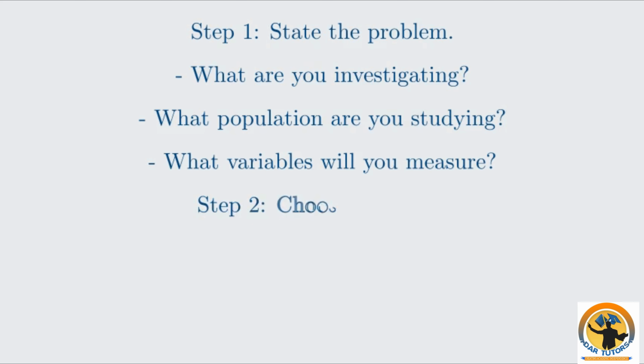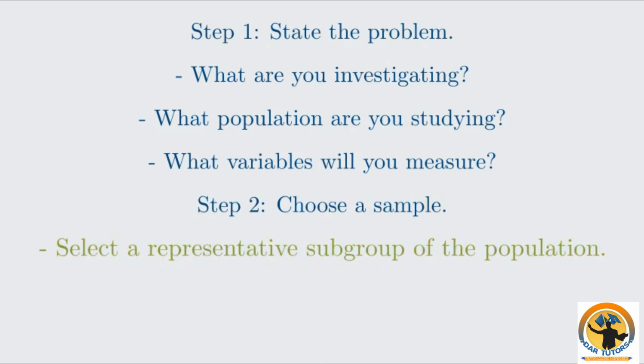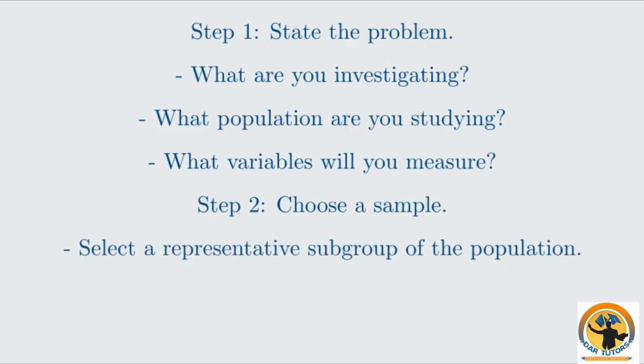The second step is to choose a sample. As we've discussed, it's usually impossible to study an entire population. So, we must select a representative sample. The key here is representative. The sample should accurately reflect the characteristics of the population to avoid bias, which we will define more rigorously soon.